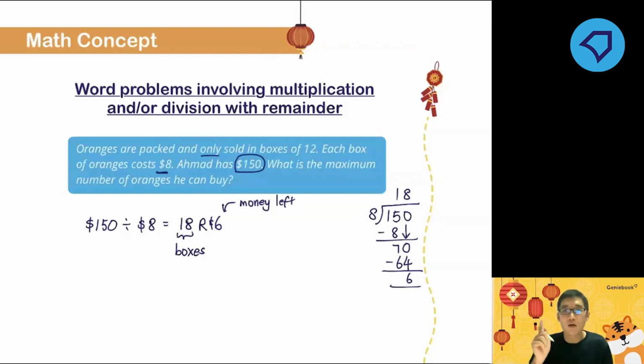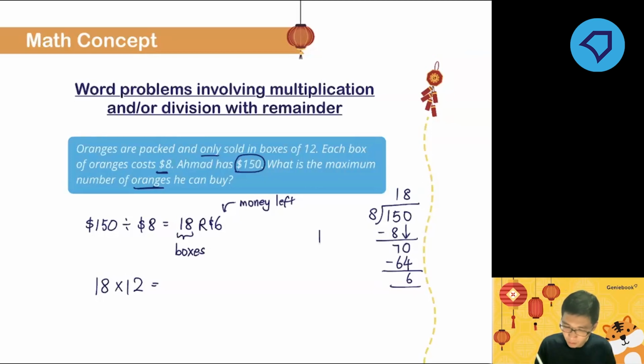Now then, I want to know how many oranges, not boxes. How many oranges can he buy maximum? So that's why 18 multiplied by 12, because each box has got 12 oranges. So 18 boxes multiplied by 12 oranges in each box.